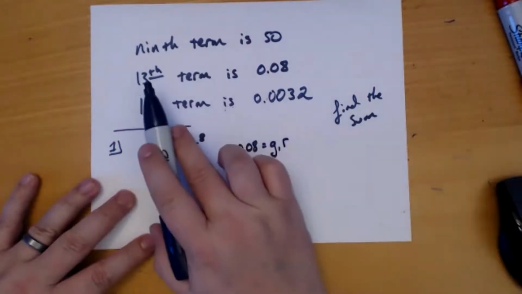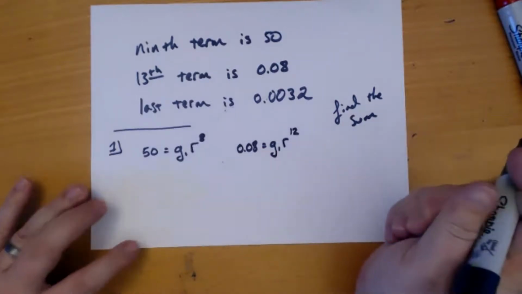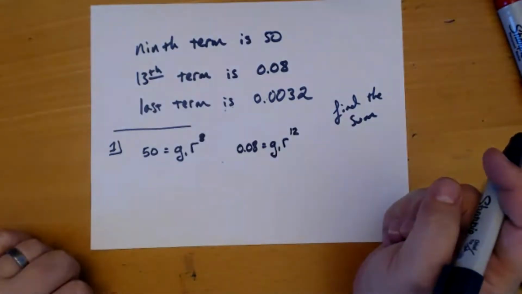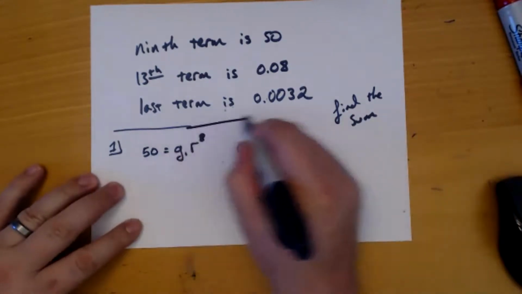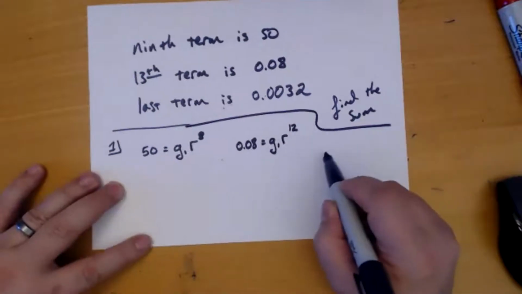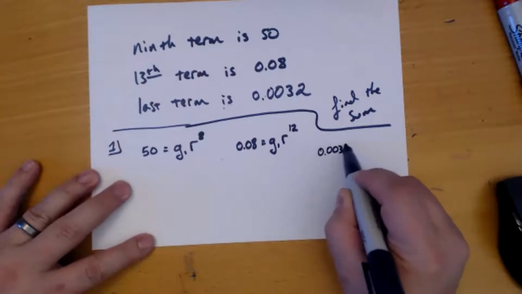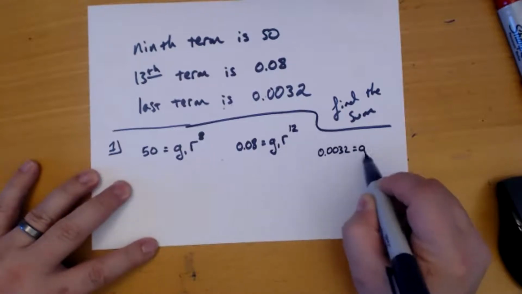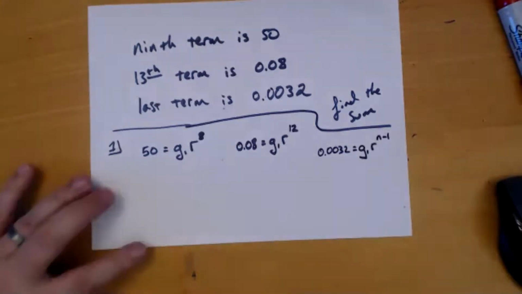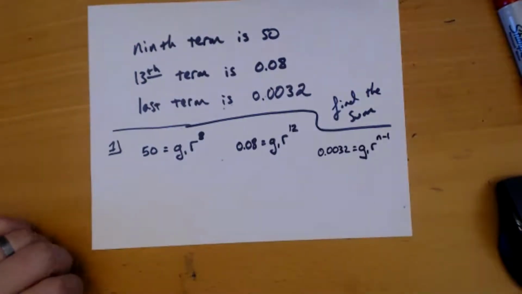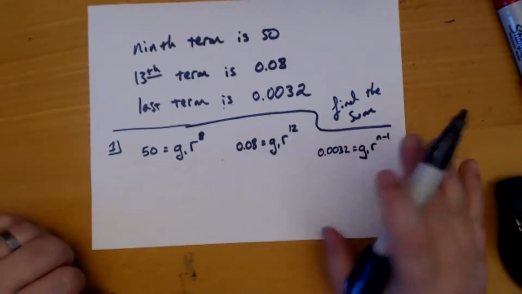And since this is the 13th term, I need 12 R's. Okay. And the last piece of information says to me that... now, we don't know what R or N or G1 is. We're just going to leave that alone, and maybe we'll come back to it later.